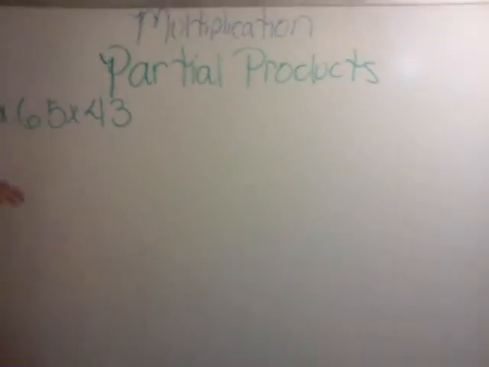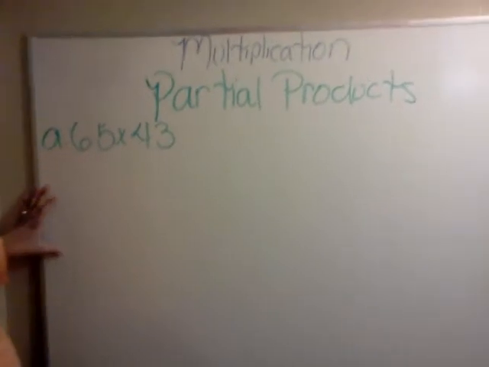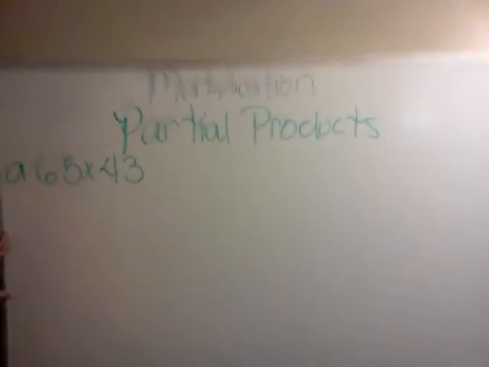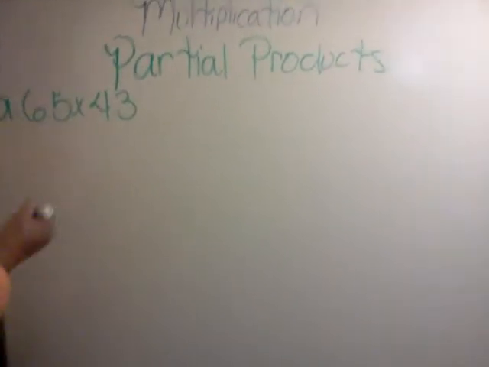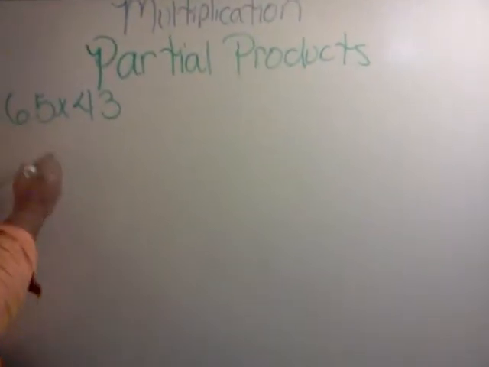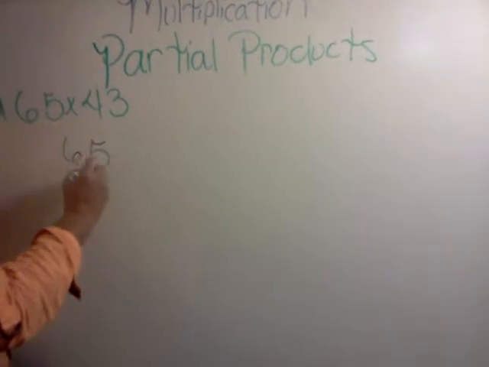Okay, so we're going to do A, 65 times 43. Before you get started, you need to line this up using place value. We have a ones place and a tens place in both numbers, so we'll line them up that way.